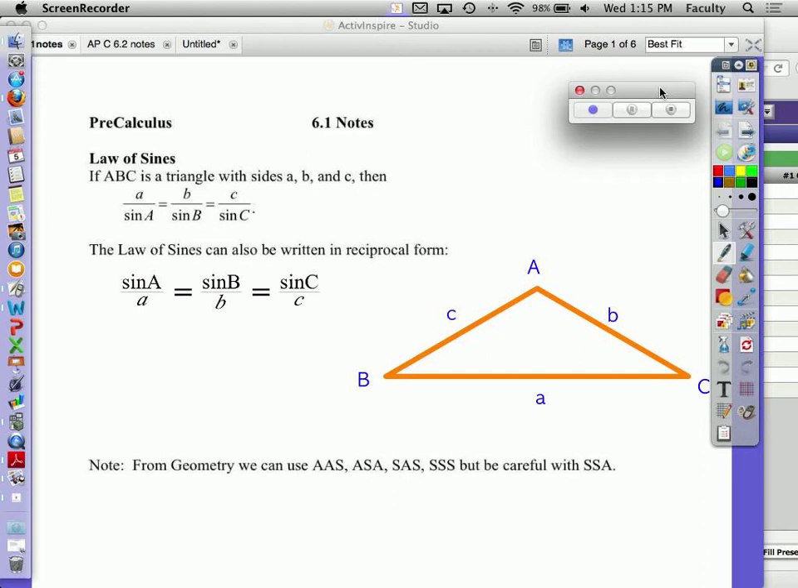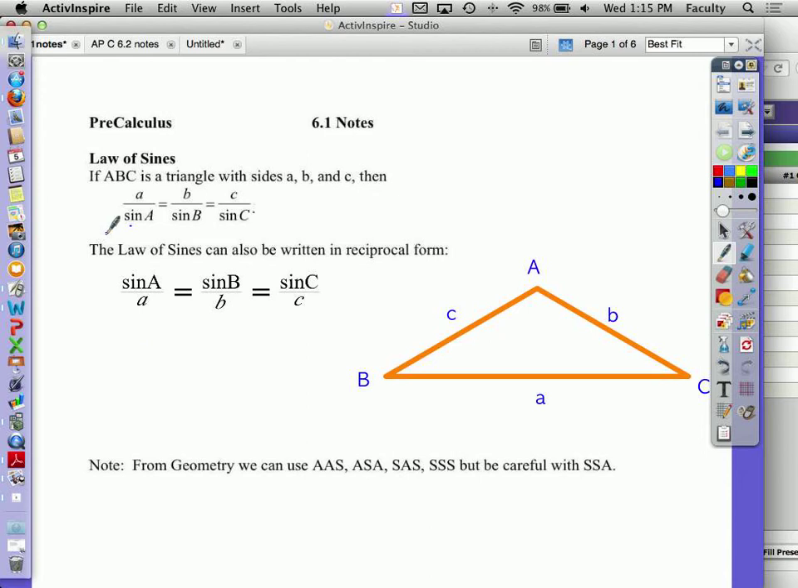You may use a reciprocal form, and you'll notice as I work them out, I flip between the two. If I'm looking for a side, I use this one. And when I'm looking for an angle, I use this one. So I vary it. From geometry, you're supposed to remember that you can do law of sines with angle, angle, side; angle, side, angle; side, side, side.